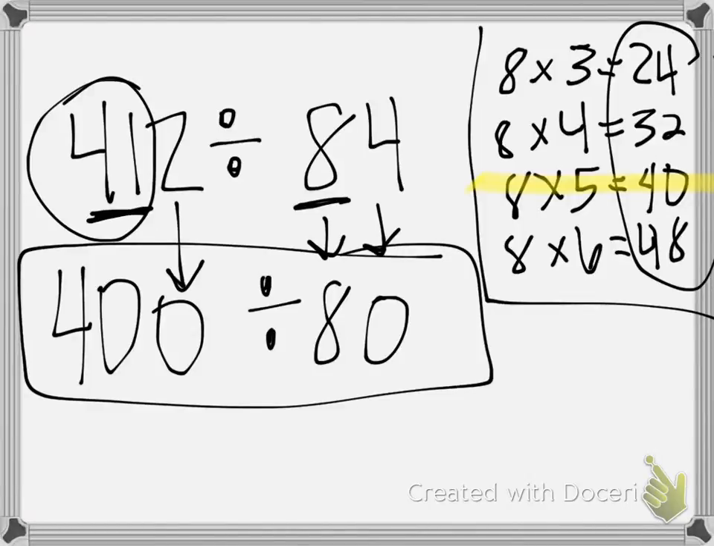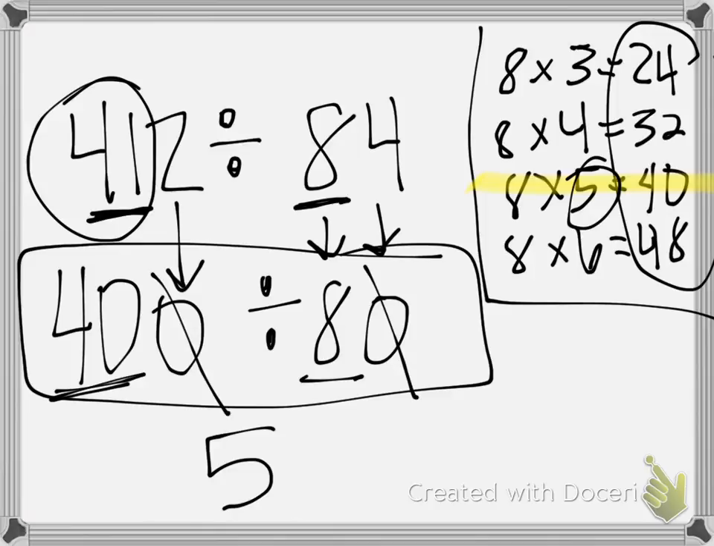We ask ourselves, how many times does 8 go evenly into 40? Well, that's 5. And our last two zeros we just cancel out. So our answer is 5. How can we make sure this is correct? How can we make sure 5 is the correct answer?